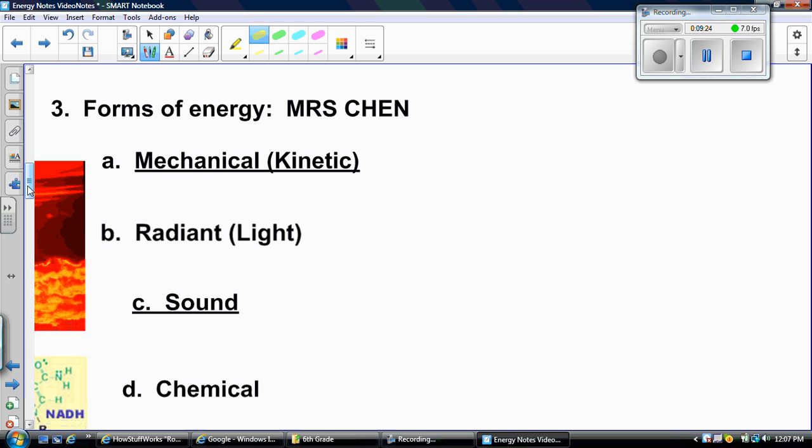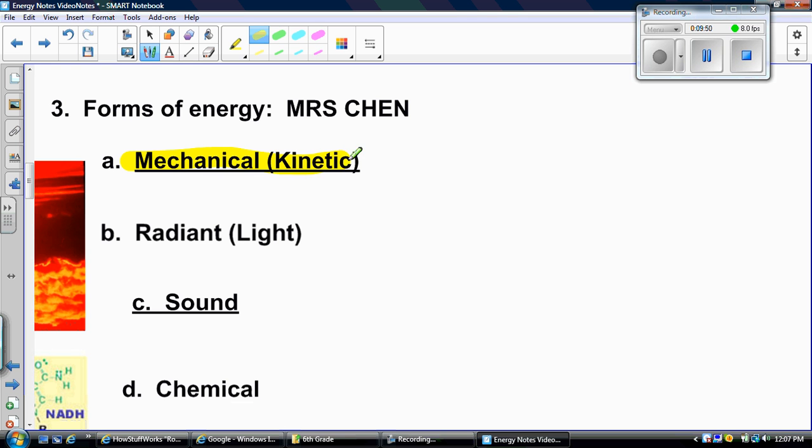Now, energy is either kinetic or potential, but then there are types or forms of energy. If you'll notice, I'll give you a list at the end of which forms are kinetic and which ones are potential. A real easy way to remember all the different types of energy is Mrs. Chen. M-R-S-C-H-E-N, they each stand for a form of energy.